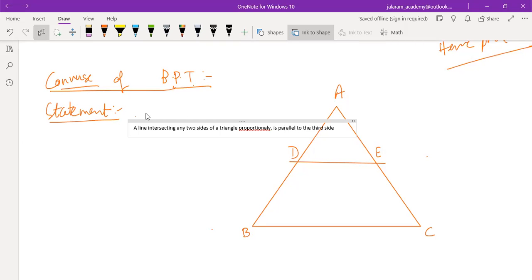A line drawn intersecting any two sides of a triangle proportionally is parallel to the third side. It means AD upon DB equals AE upon EC. So stay connected for the next session and learn this theorem till then.